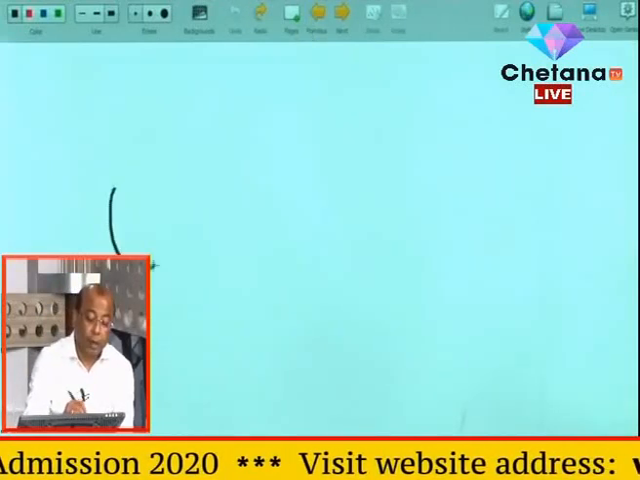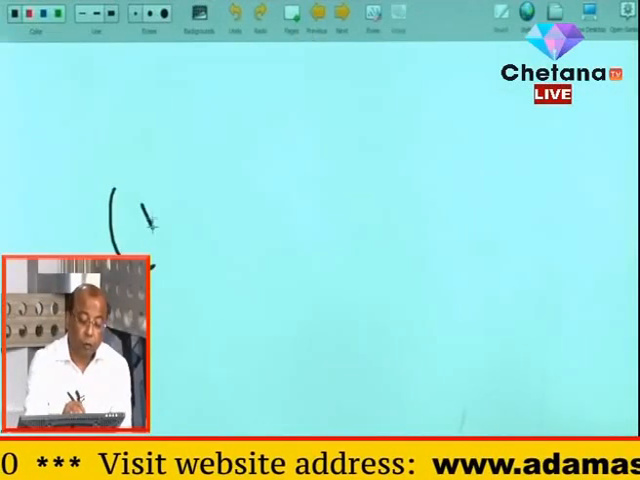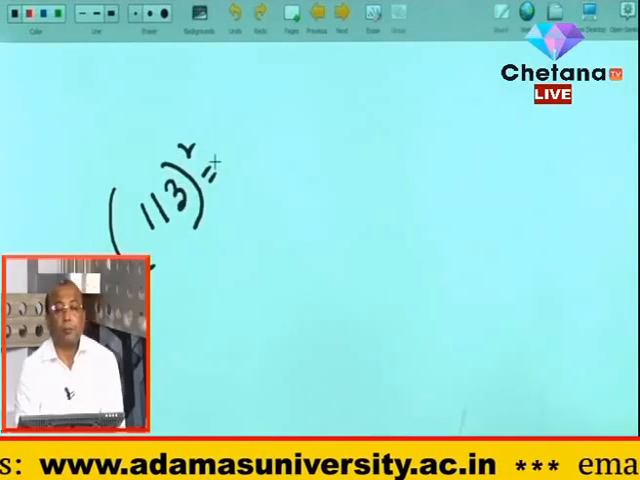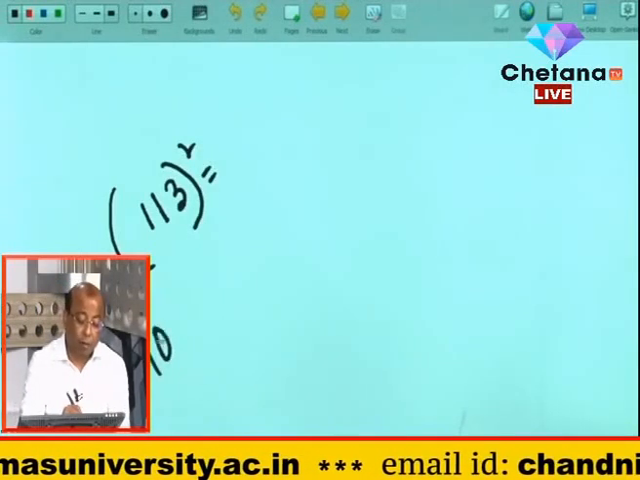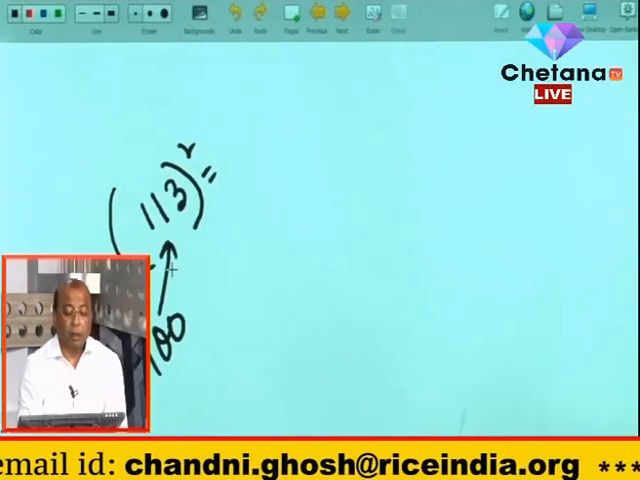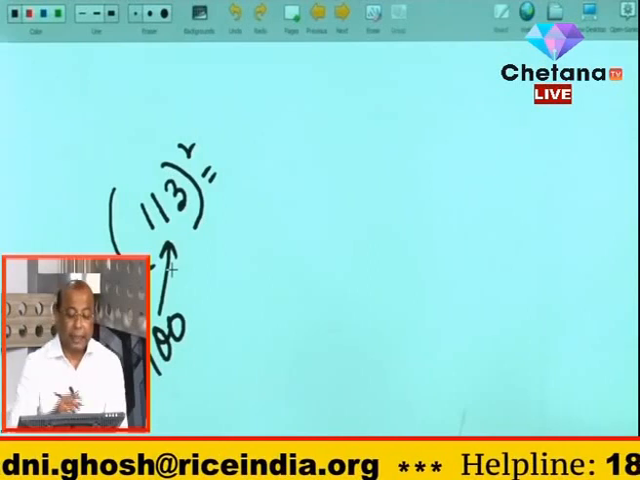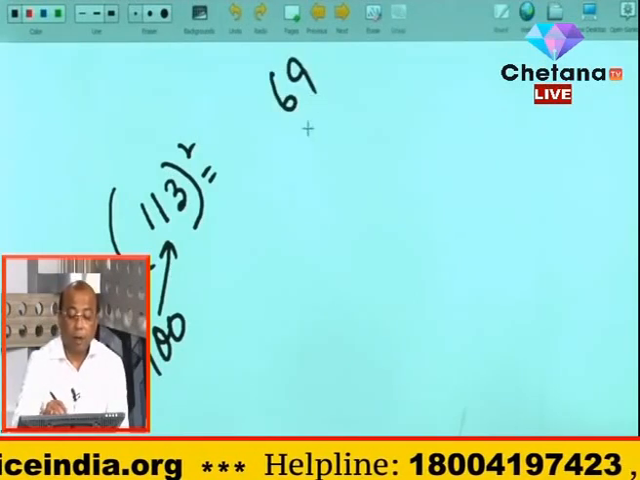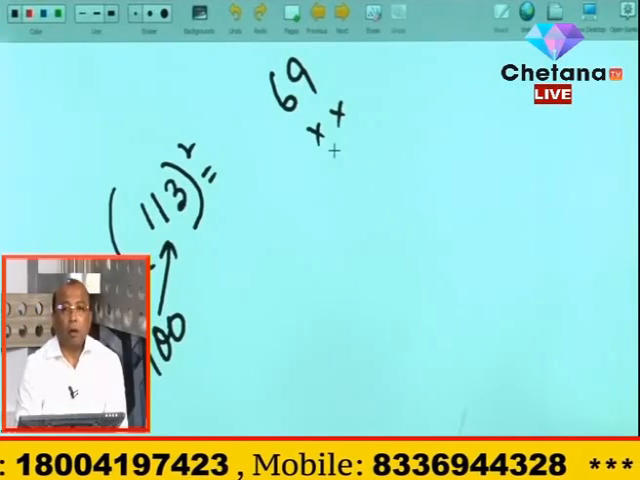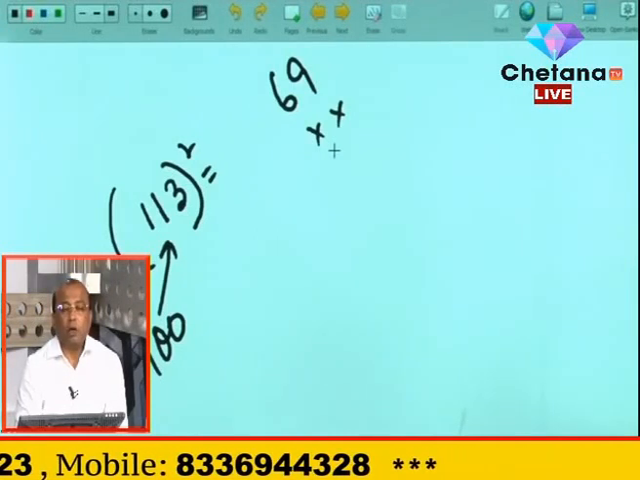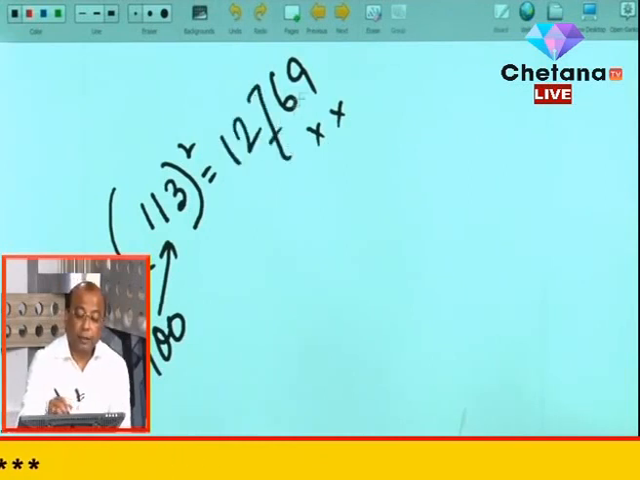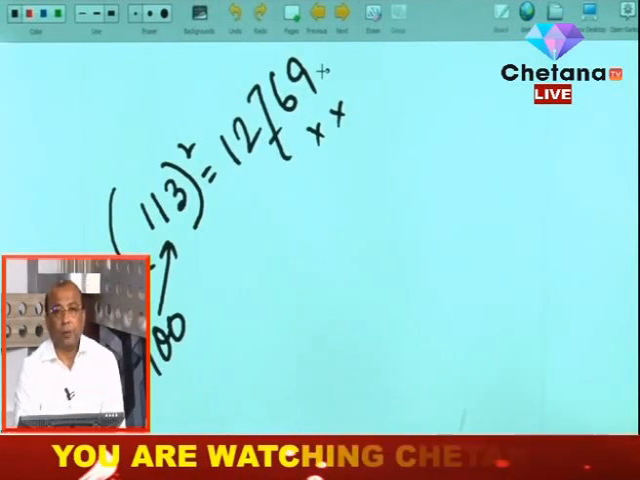Yes, we can consider 113 whole square. My base is 100. How much more? 13. 13 whole square, 169. That is 69, 1 in hand. How much more? 13. 113 plus 13, 126 plus 1, 127. 12769. This is my answer. Right?